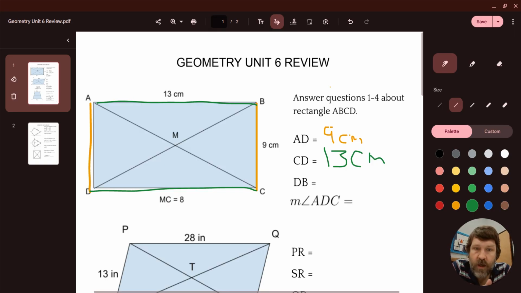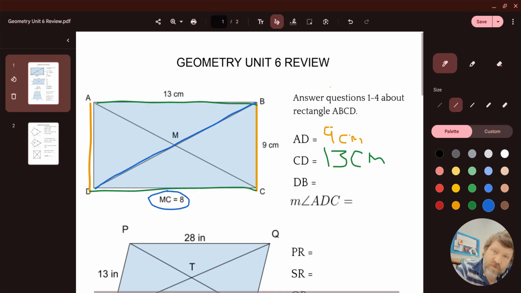All right. Looking at the next one. So those are just saying the opposite sides of a rectangle are always the same length. That's pretty straightforward. That's a property that comes from the parallelogram properties, actually. The next thing is asking about DB. So DB is looking at this entire length right here in blue. But the important piece of information is actually down here. It tells us that MC is equal to 8.